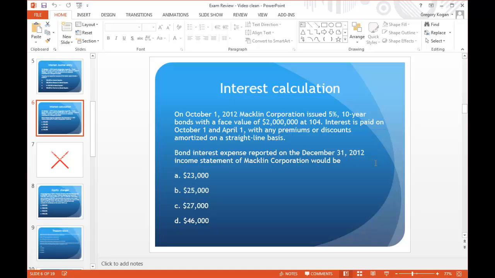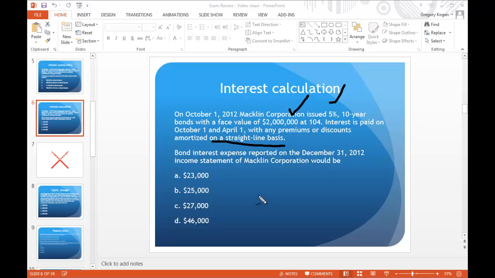And continuing with exam review, we have an interest calculation question here. With interest calculation, we have $2 million here with a 5% rate. And the question is saying, given that it's amortized straight line, what is the bond interest expense for this question?